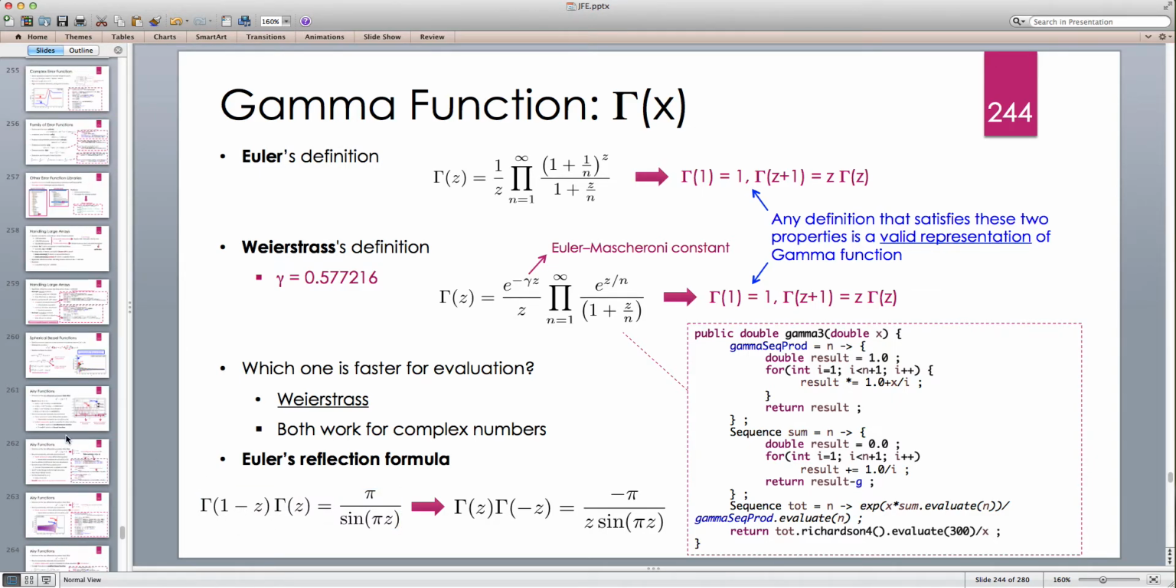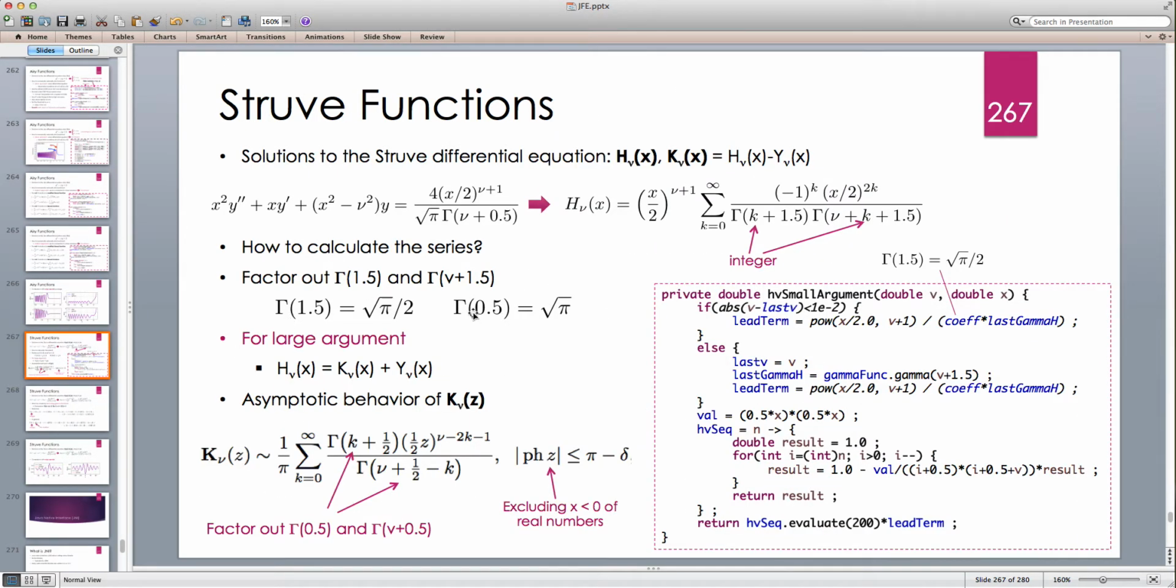So these numbers, 0.5 or 1.5 or 2.5 for that matter, any half integer number, we can exactly find the value of the gamma function. Okay, so using the Euler's reflection formula, we can conclude that gamma 0.5 is the square root of pi, and gamma 1.5 is the square root of pi over 2.